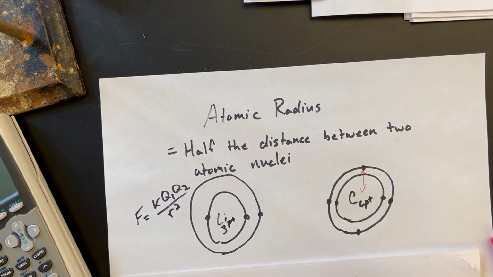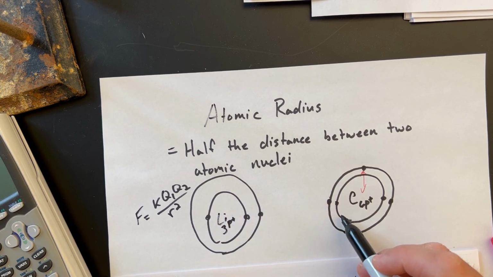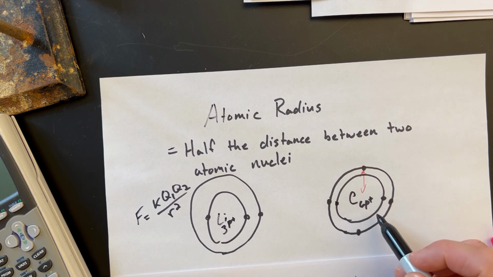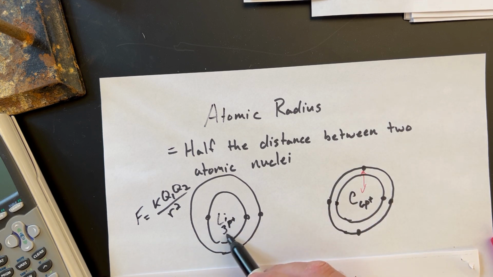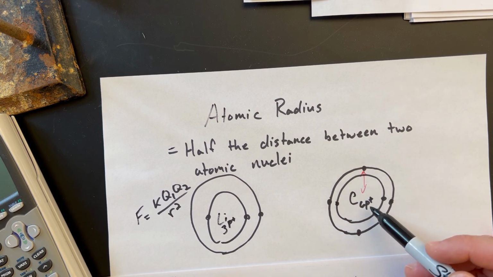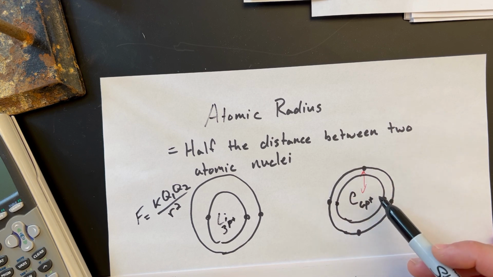Now, both lithium and carbon, because they're in the same period, have the same 1s shell. And so these electrons experience the same shielding effect. The 1s electrons do have some impact on the overall nuclear charge, but both atoms would experience it equally. So again, carbon having more protons is going to be able to pull in those valence electrons more readily.